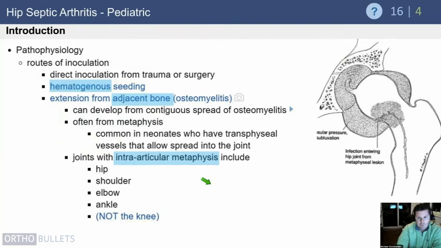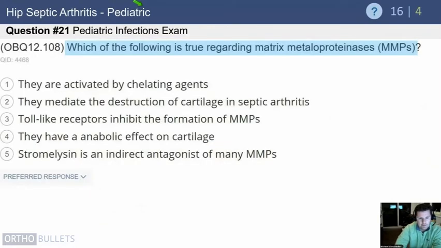There's various ways in which you can get these infections, and the most common way would be either hematogenous seeding or an extension from an adjacent bone. So just as Dr. Andres talked about, the areas where you can get osteomyelitis where there is an intra-articular metaphysis, these are the same areas that you can get a septic arthritis. So the hip, shoulder, elbow, and ankle are all places commonly tested where that metaphysis can be a problem. And the knee is not one of these locations.